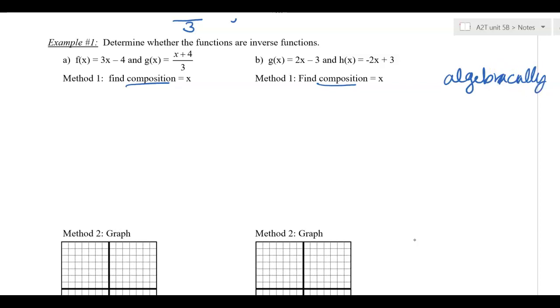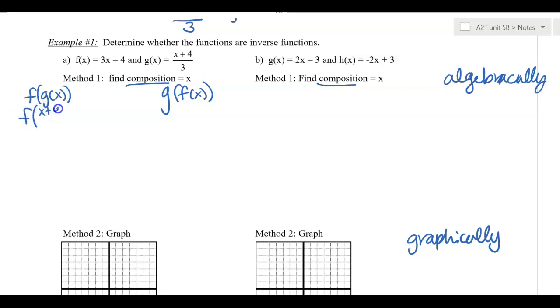And then we have the graph, so we could try to graphically prove it with symmetry. So here, to algebraically prove it, we need to do f of g of x and g of f of x and see if both ways we end up getting x. So to do f of g of x, I'm going to take the f function and plug in the g function, which is (x plus 4) over 3.